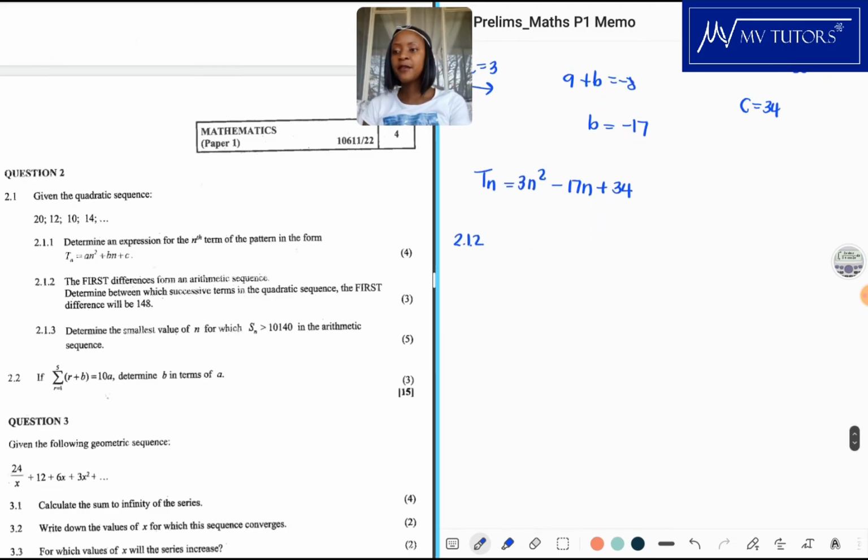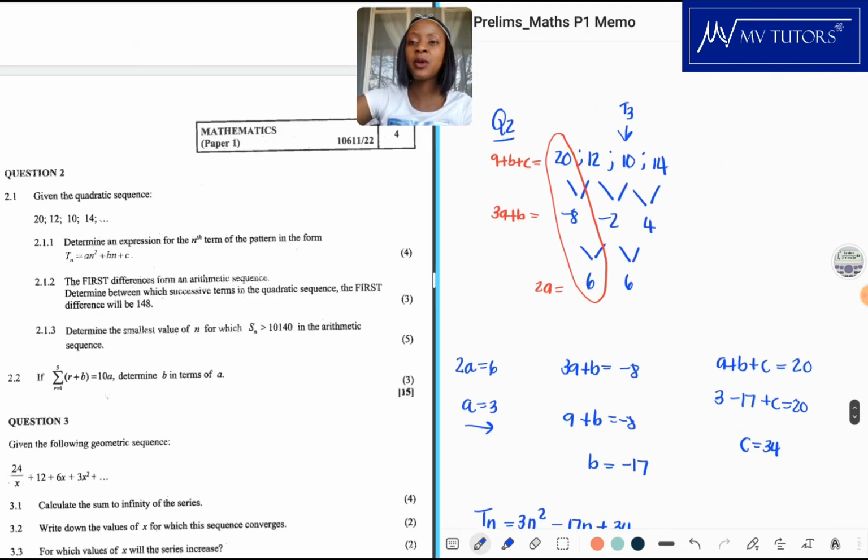Now it says the first differences form an arithmetic sequence. Yes, that is true. Now it says determine between which successive terms in the quadratic sequence the first difference will be 148. Guys, they love this question, especially in grade 11 papers. I feel like I've been doing it so many times. So what are they saying?